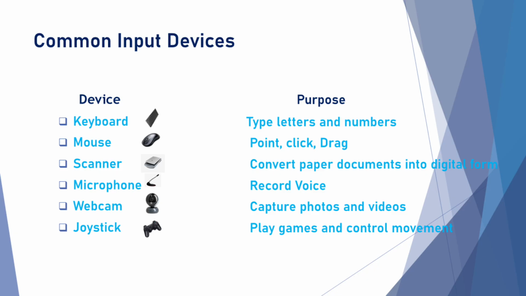A scanner copies printed documents or photos into the computer. A scanner, in the sense, the physical documents or the physical copies that we have in our hands, we digitalize them. We try to convert them into digital form. So the device which is used to convert the physical document into a digital form is called a scanner.